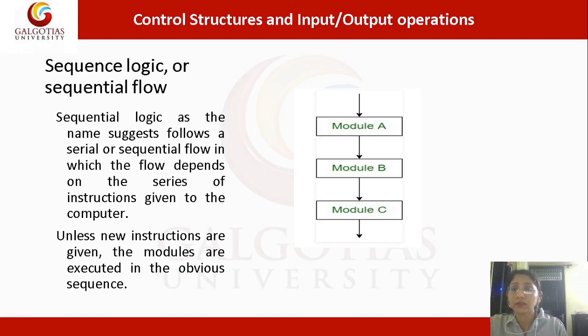Let's consider the sequential logic or sequential flow. As the diagram suggests, in case of sequential logic, if we consider that your program has multiple modules, module A, module B, module C, by default these modules are going to be executed in sequence order as shown in the diagram. Thus, sequential logic, as the name suggests, follows a serial or sequential flow in which the flow depends on the series of instructions. Unless new instructions are given, the modules are always executed in sequence.